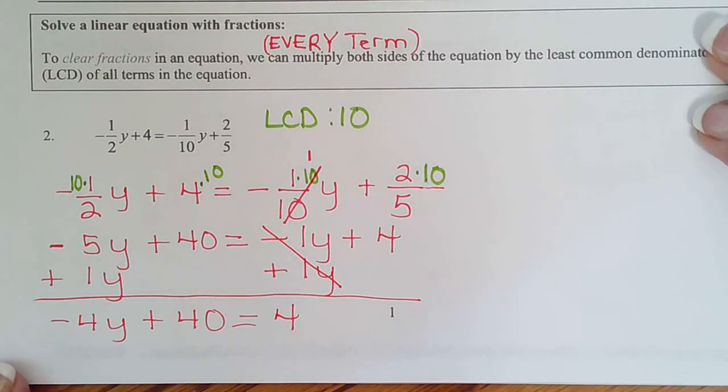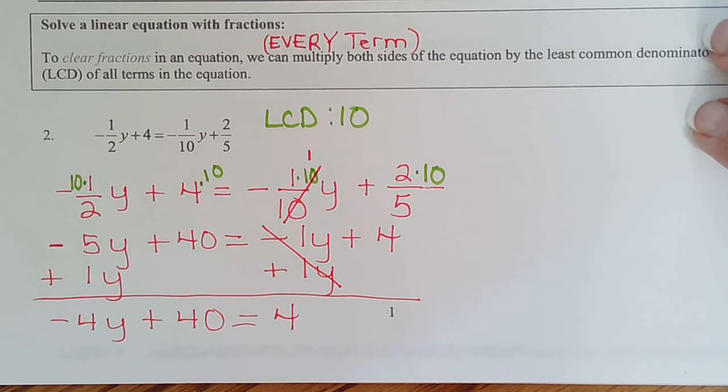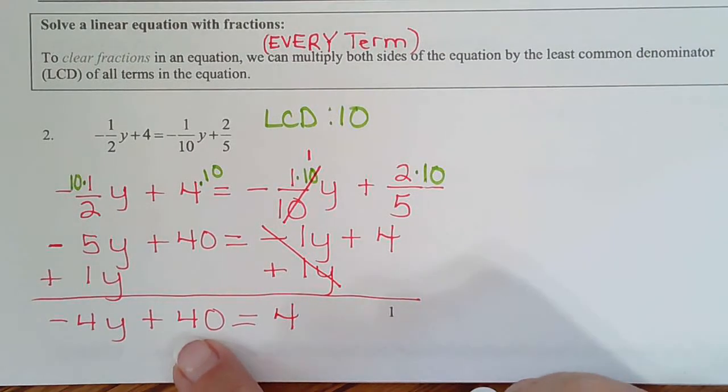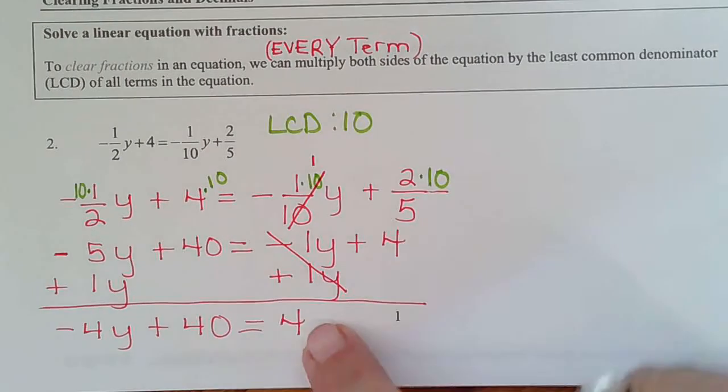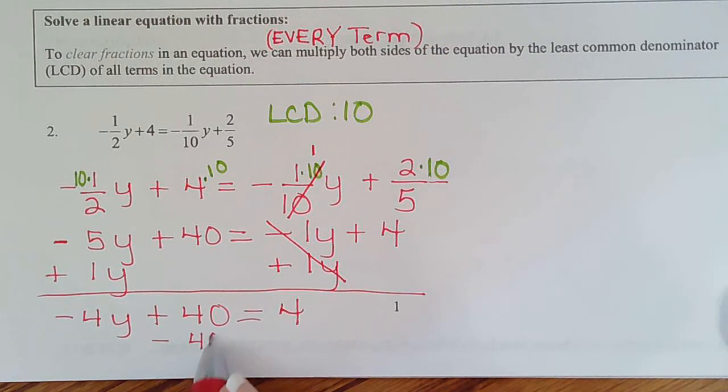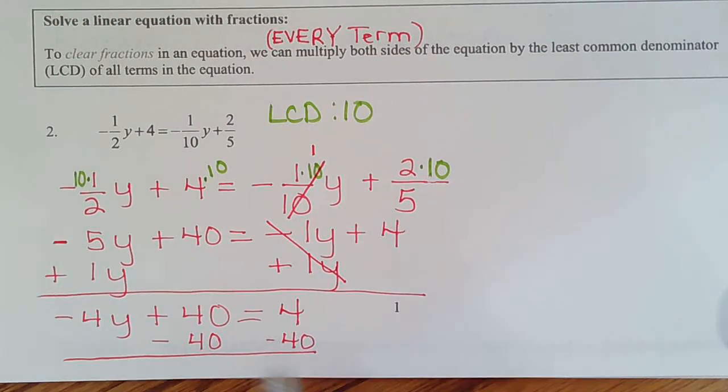Step 3 above, if you look up at the box, says move anything without an x or a y, this is called a constant, to the right. So again, I'm crossing the equal sign. Anytime you cross the equal sign, you have to do the opposite. If I subtract 40 on the left, then I also have to subtract 40 on the right.